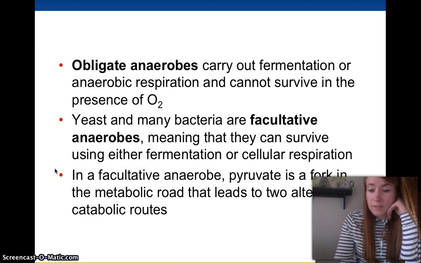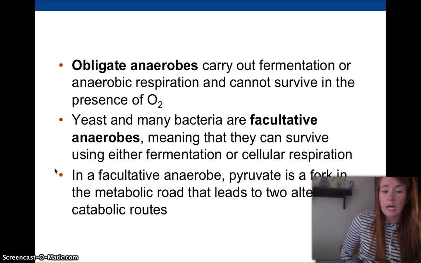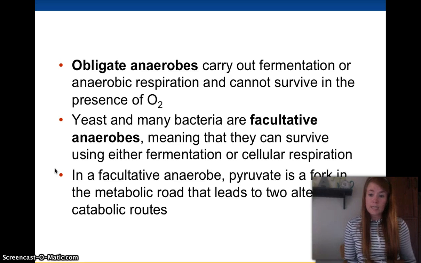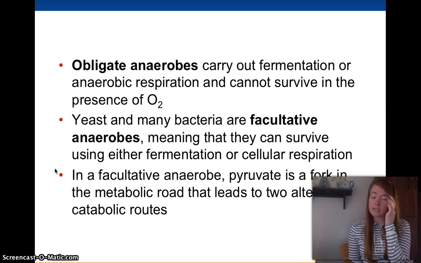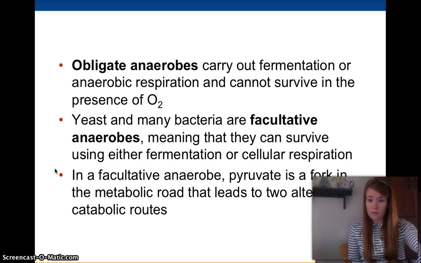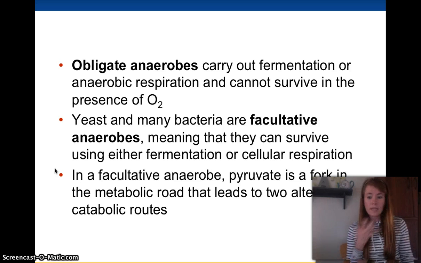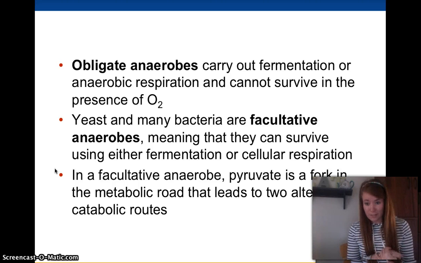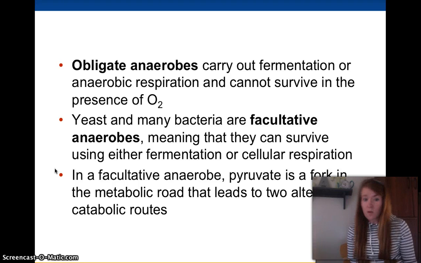Then just a couple of diversity of life things. Some organisms are called obligate anaerobes, so they're obligated to be anaerobic, which means that they perform fermentation or anaerobic respiration, one of the two, without oxygen, and they can't live in the presence of oxygen, so they'll die as soon as they come into contact with oxygen. Then there are some things called facultative anaerobes, which means that they can do fermentation or cellular respiration. So they can live with or without oxygen.